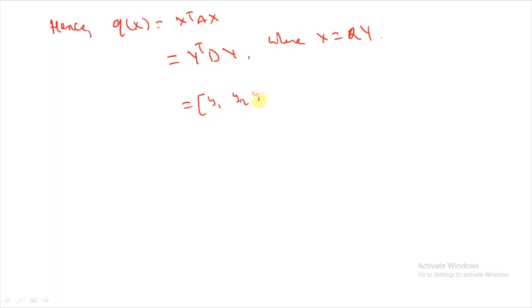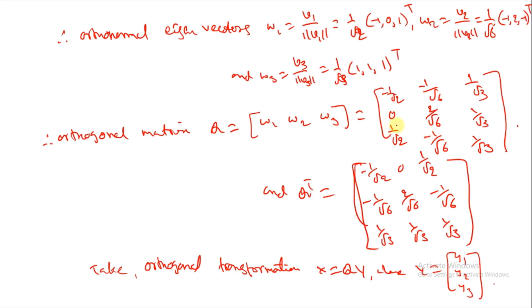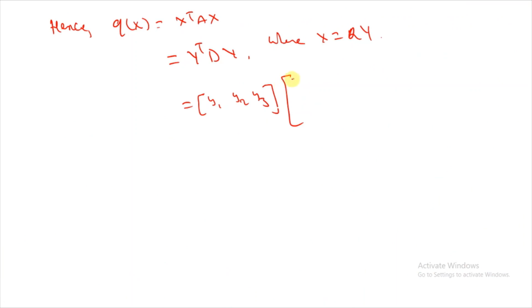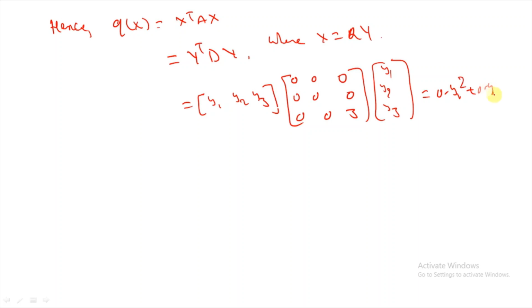D must be, whatever we wrote first, the vectors corresponding to the 0 eigenvalue. That means you have to write 0 eigenvalues first: 0 0 0, and the next is the last column of Q. This is equal to 0 into y1 square plus 0 into y2 square plus 3 into y3 square, the same as 3 into y3 square. Only one term. This is the canonical form.